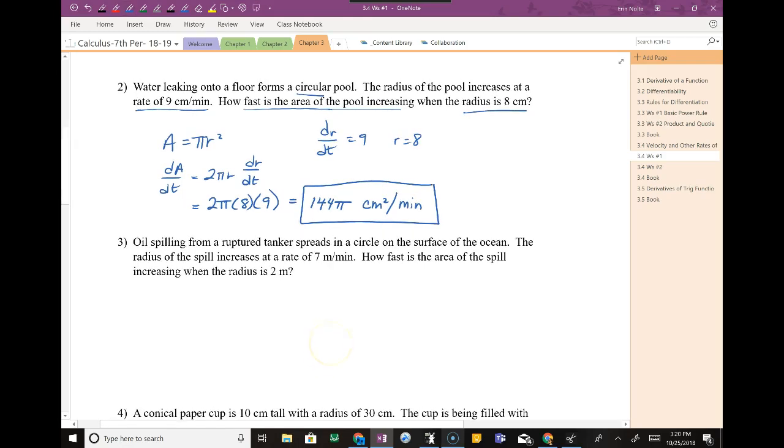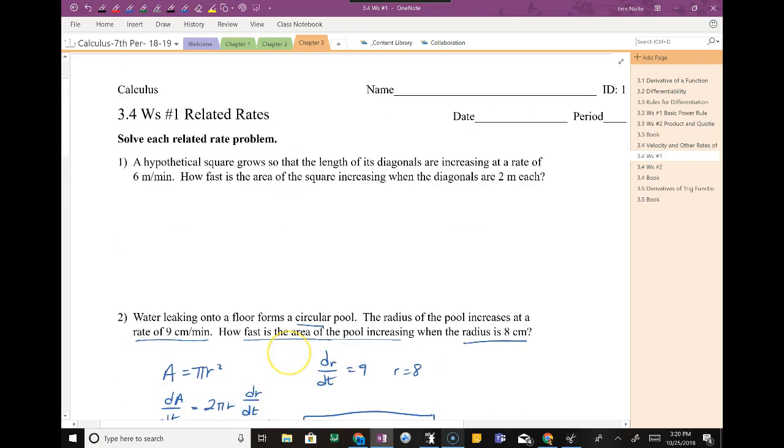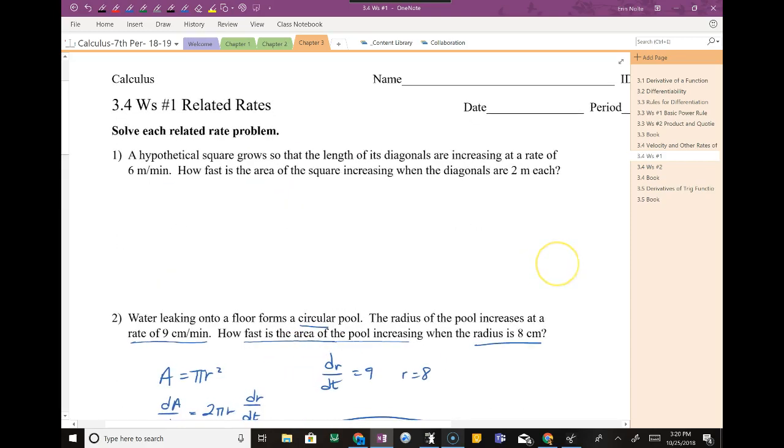Let's try number 1. Oh boy. All right. Number 1, we're working with a square. It's getting more complicated. Why is it getting more complicated? Well, it's a square, it's not a circle anymore. So let's draw a picture. We got this square, and the square is growing.